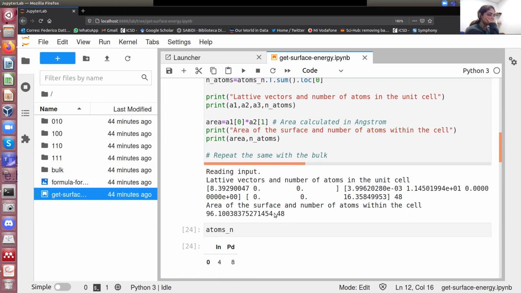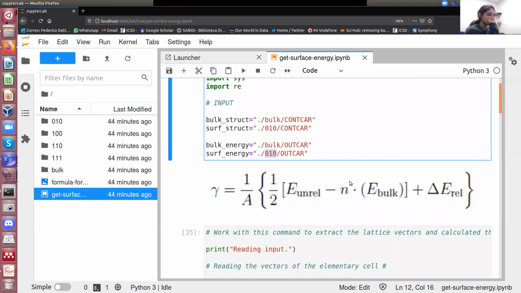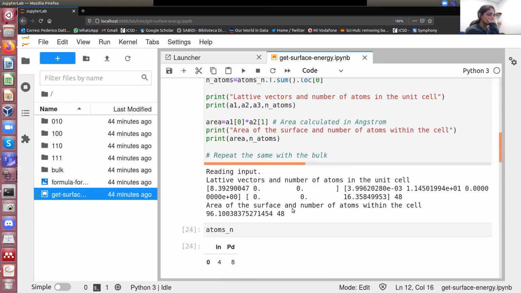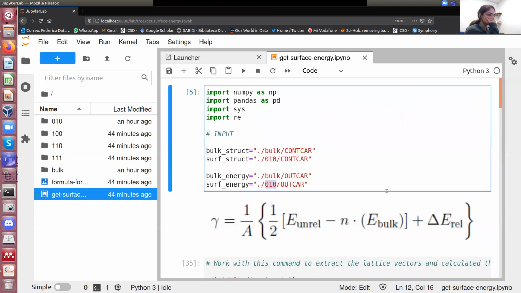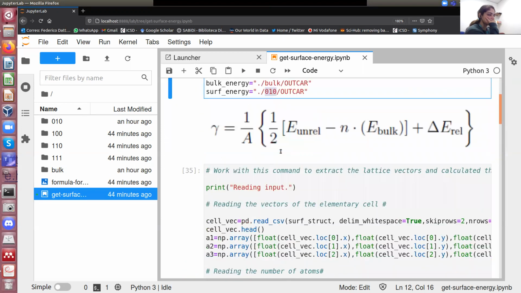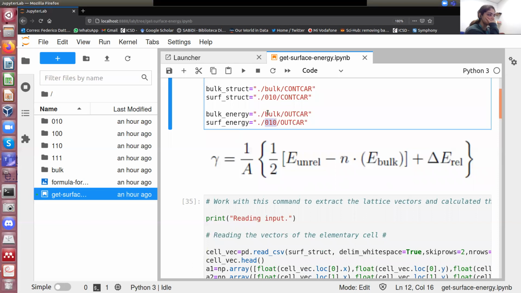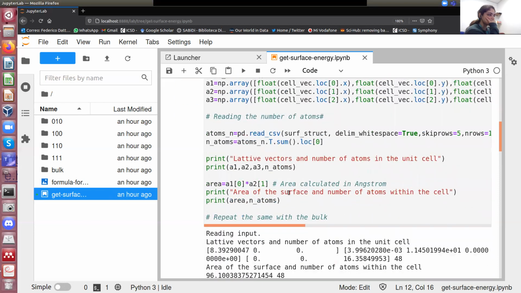To get this number, you just need to divide the number of atoms that you have in the surface, 48, by the number of atoms that you have in the bulk. And for calculating the number of atoms in the bulk, you just apply this script, but instead of taking the surface structure, you take the bulk structure. Then the script will be exactly the same.